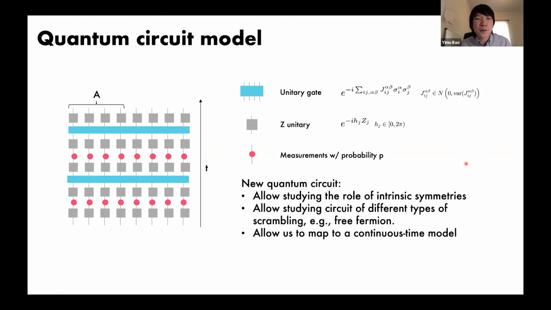Okay, this is the circuit we are considering now. And why are we considering this new circuit? First of all, as I said, the Haar random circuit does not have intrinsic symmetry. By considering such a unitary circuit, we are allowed to study the role of internal symmetry of the circuit. And second, this allows us to study different types of scrambling. For example, if you restrict the gate set, this will significantly reduce the scrambling in the circuit, and we will see this will have a huge influence on the measurement-induced phase transition. And third, in this quantum circuit, every gate is really generated by a Hermitian operator, and this allows us to map to a continuous time model, which makes our mapping to ground state exact in a certain limit.